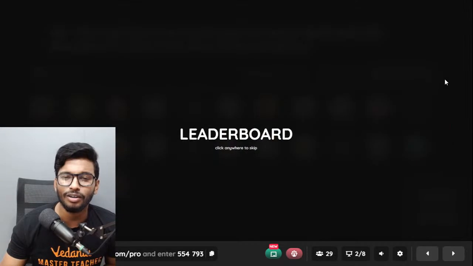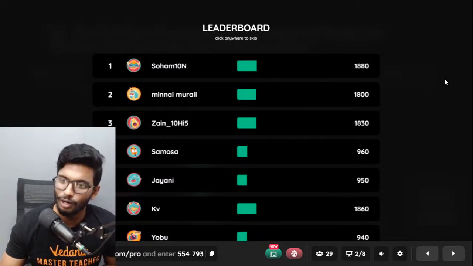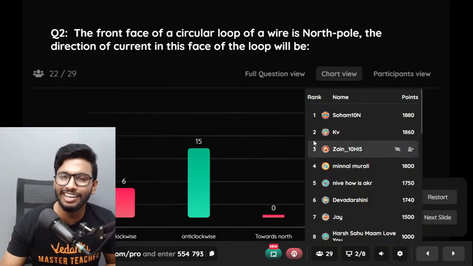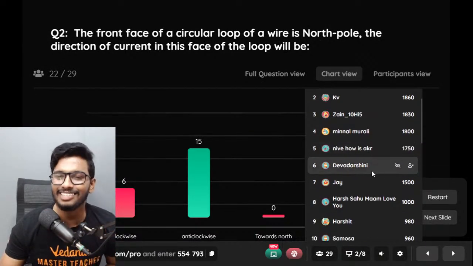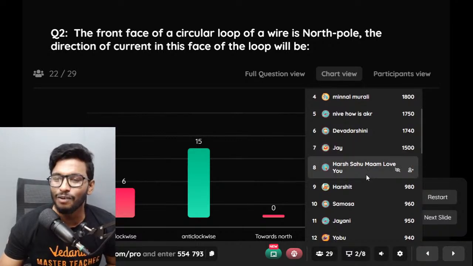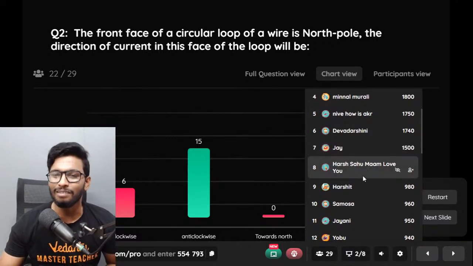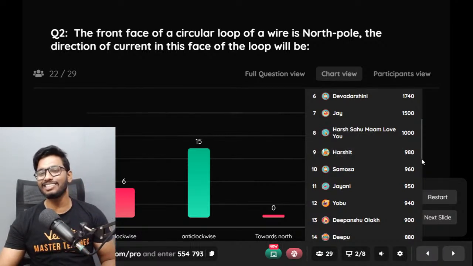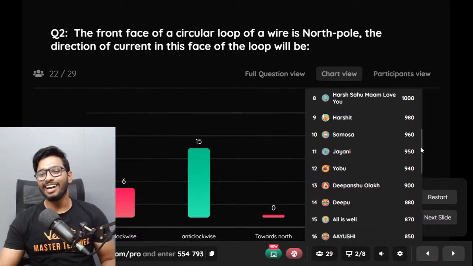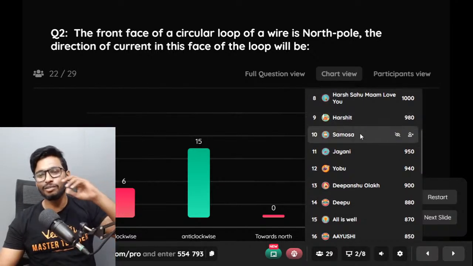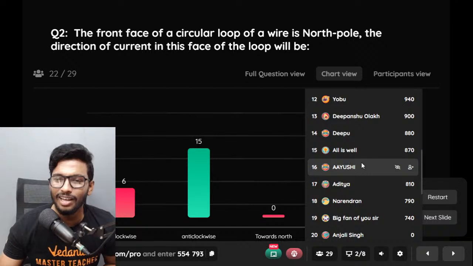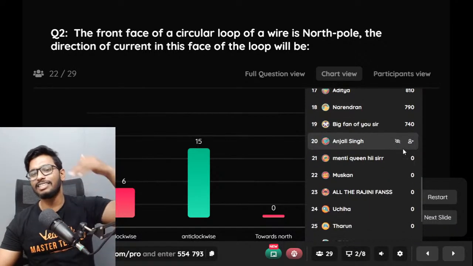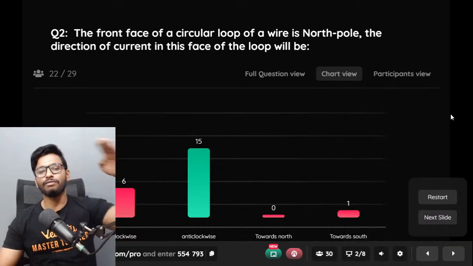Anyways, here is your leaderboard. We have Soham still on top, followed by KV in second. What a jump, KV. Then Zen, Minnal Murli, followed by AKR. Then Devdarshini, Jay, Harsh, Sahu, ma'am, love you. I'm telling you, this quiz is being misused for so many Valentine's Day proposals. I don't know how to stop it anymore. Harshad, Samosa, Jayadi, Yobu, Dipanshu, Deepu, all is well. Ayushi, Aditya, Narendran, big fan of you. Thanks a lot, buddy. Everyone else is still at 0. It's all right. Nonetheless, 15 of you got the right answer.